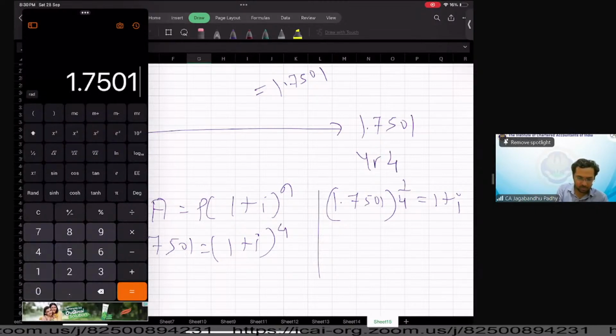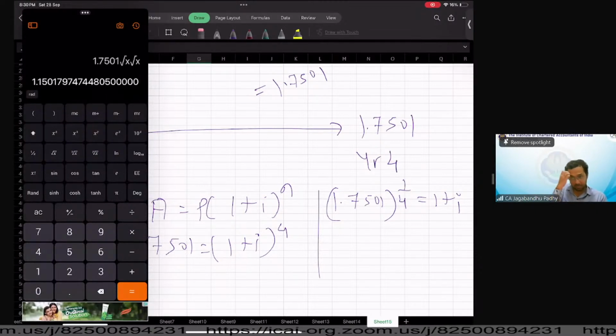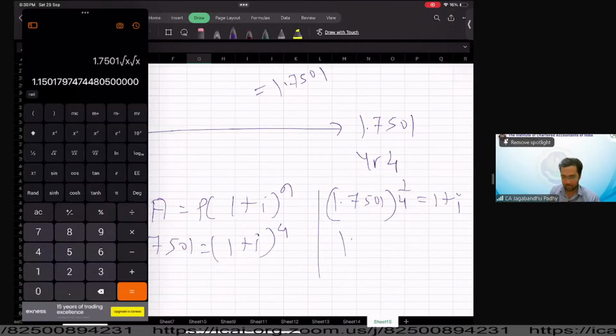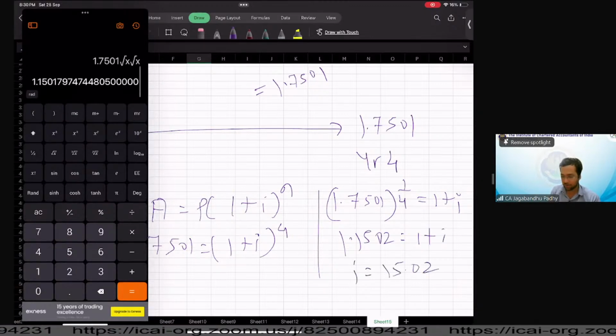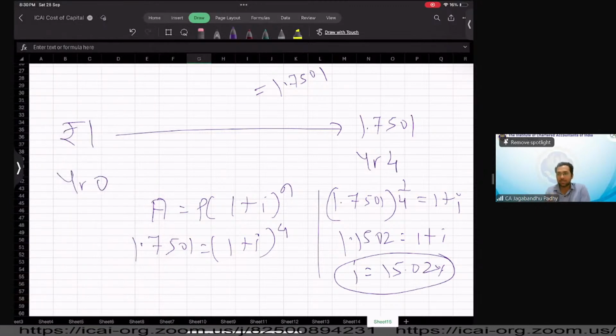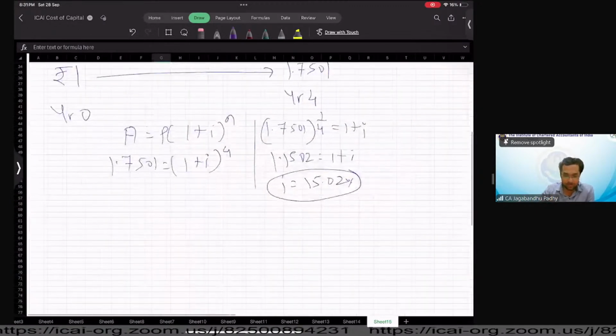1.7501. I'll just take the square root twice. So is it 1.15? 1.1502, which is 1 plus i. So i is nothing but 15.02%. This is simply your geometric mean.